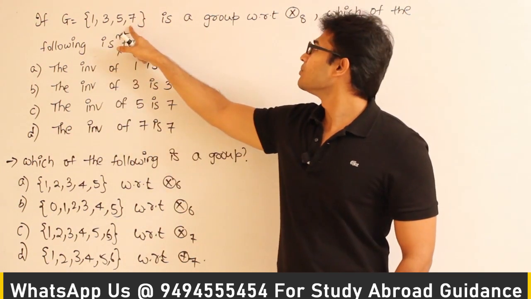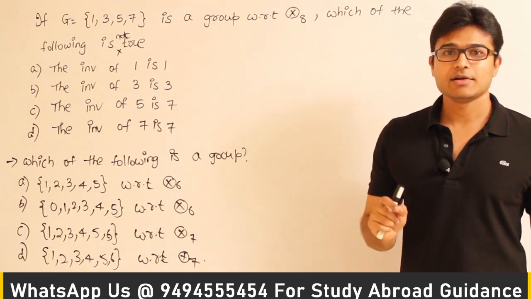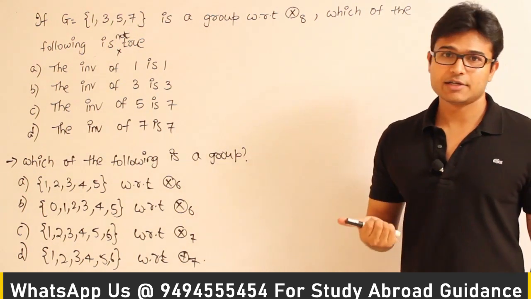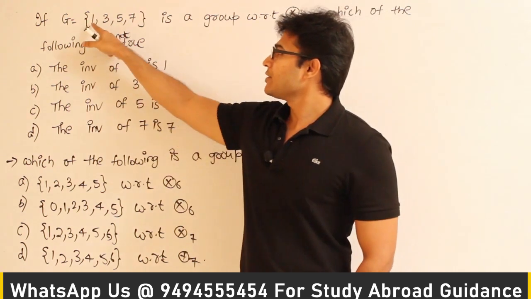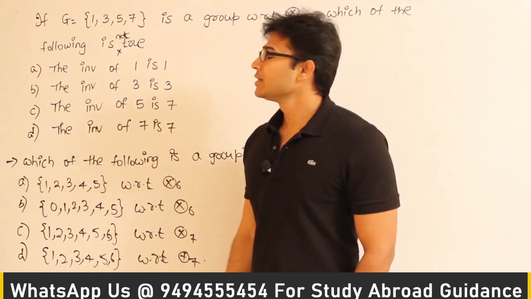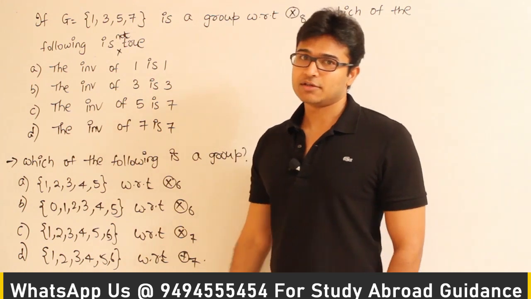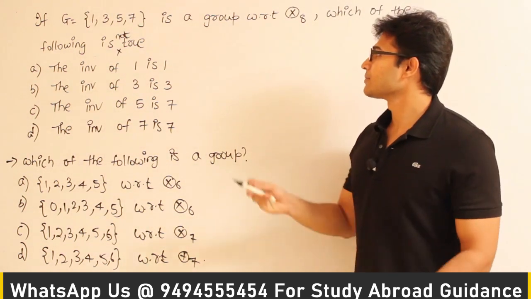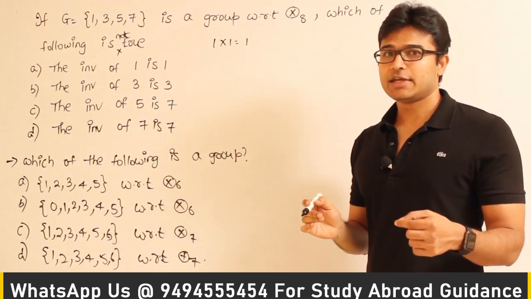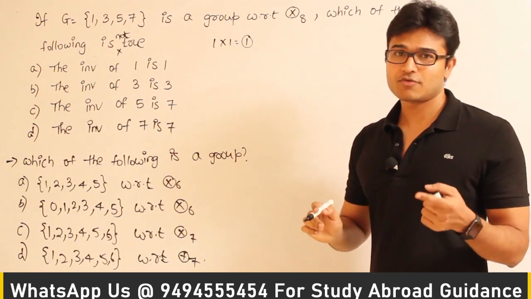So if this is a group with respect to multiplication modulo 8, then every element should have an inverse, and also there should be an identity element. Just see this, is it having an identity element? Yes, it is, and every element should have an inverse, right? So let's see what is the inverse of 1. The inverse of 1 is 1 itself, because 1 into 1 is 1, and when you divide 1 by 8, the remainder is going to be 1, which means we got the identity element. Therefore the inverse of 1 is 1.